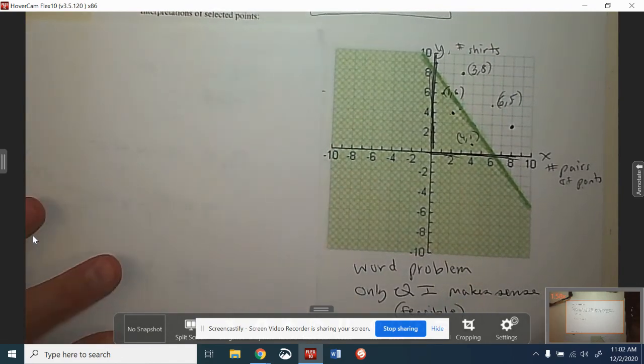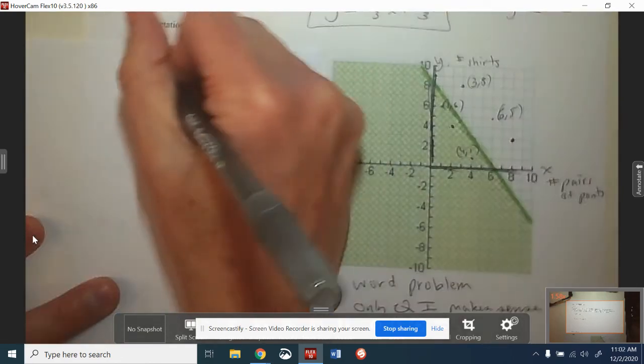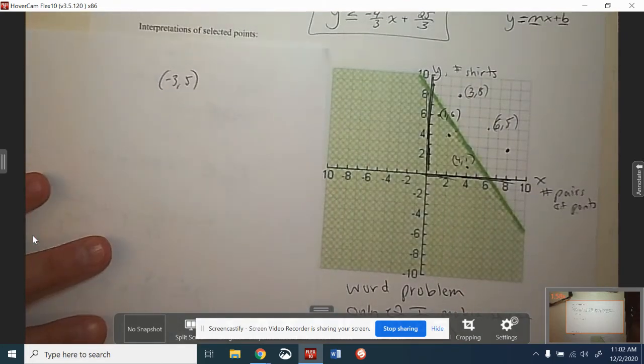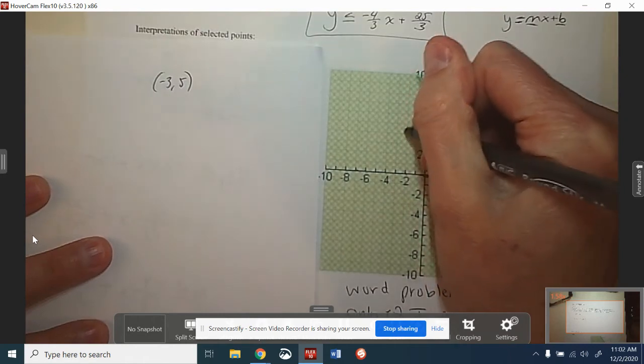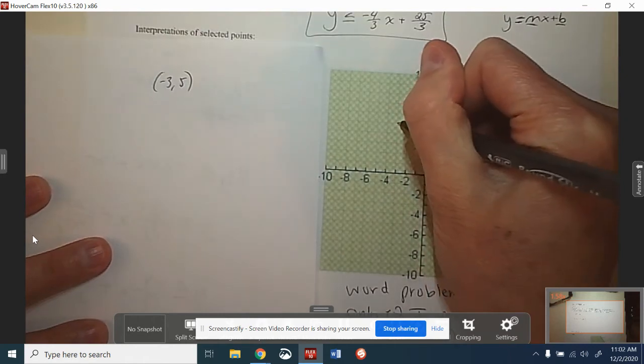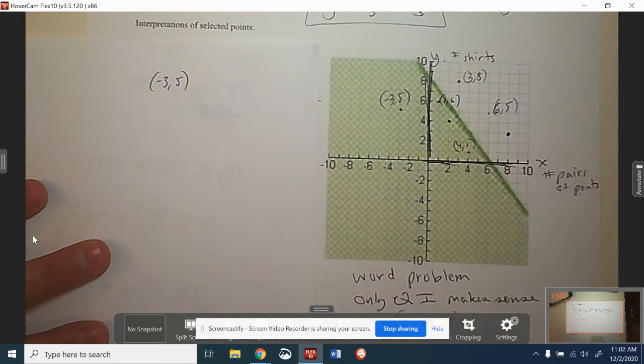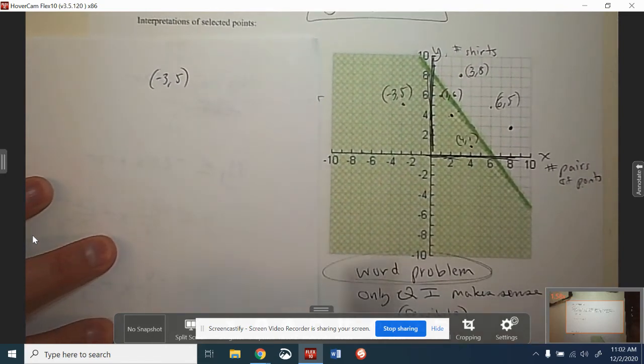Okay, next is the point (-3, 5). Again, I'm just going to give myself a little more space here for that next part. All right, let's take a look at where that is. Here's (-3, 5). Now at first glance, you might say, oh, that's in the shaded region, we can afford that. But be careful because this is a word problem. This is a real life scenario, so we have to think.